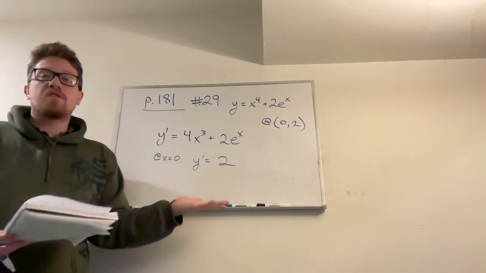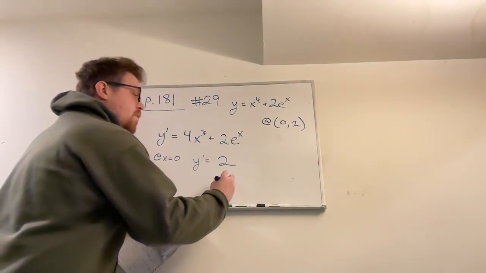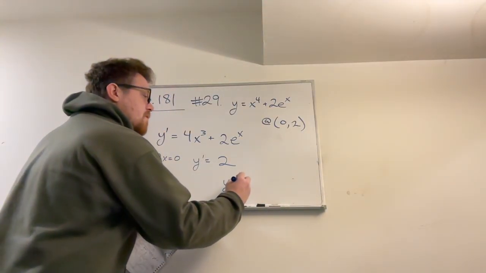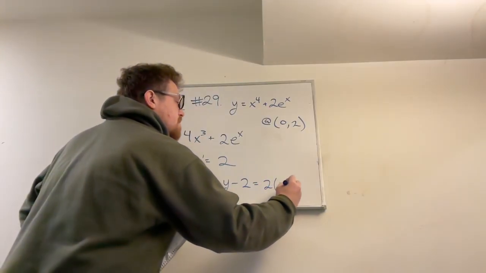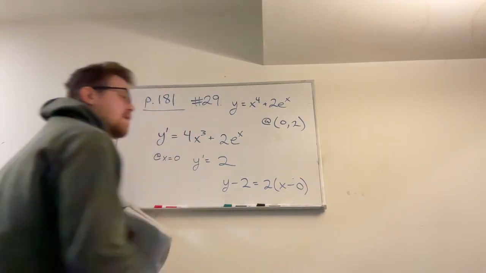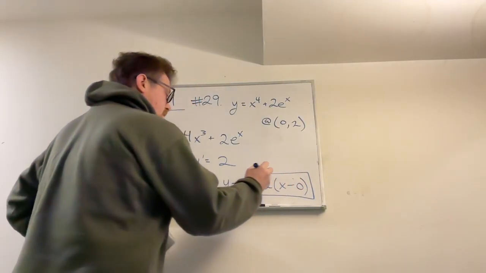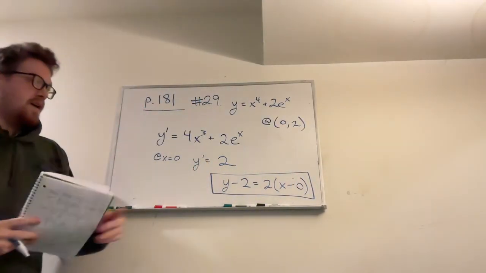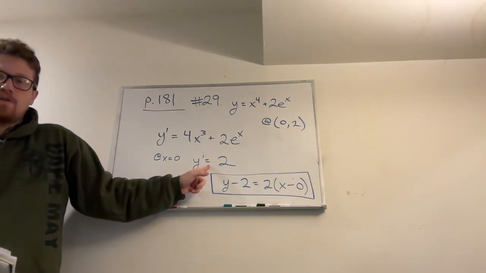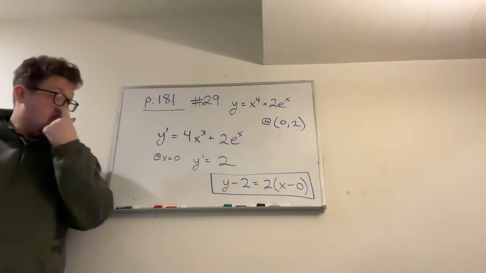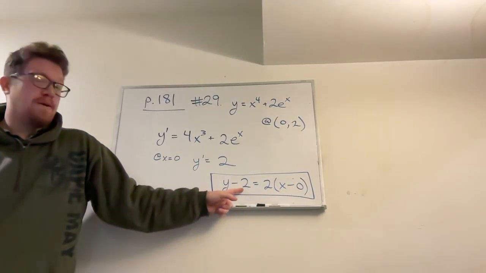You can look up point slope form if you don't know that, but it's basically just y minus the y value is equal to the slope times x minus the x value. So this is our equation of our tangent line. It has the slope equal to the derivative at the point, which is 2. And it goes through the point, whose x value is 0, y value is 2.